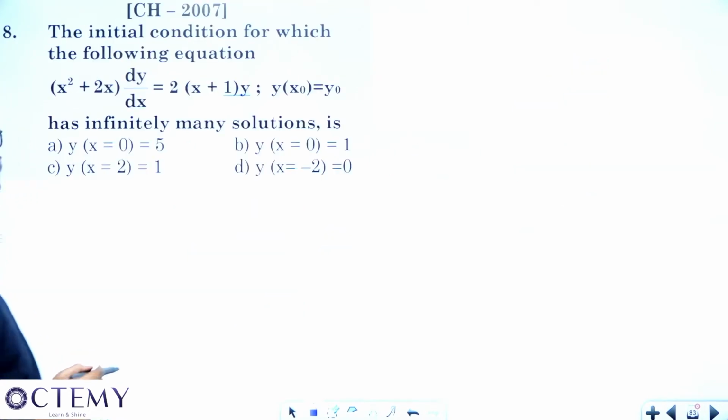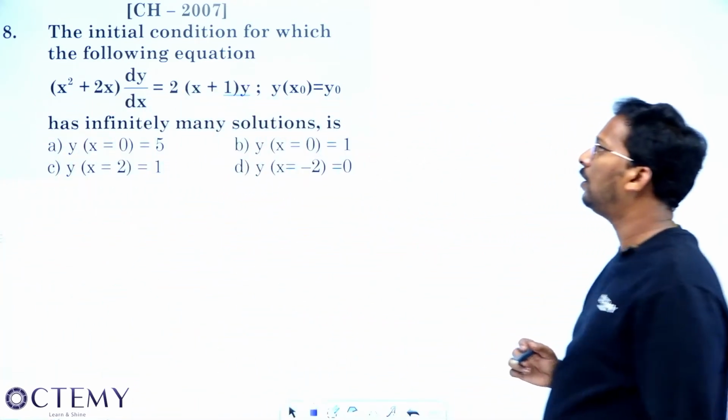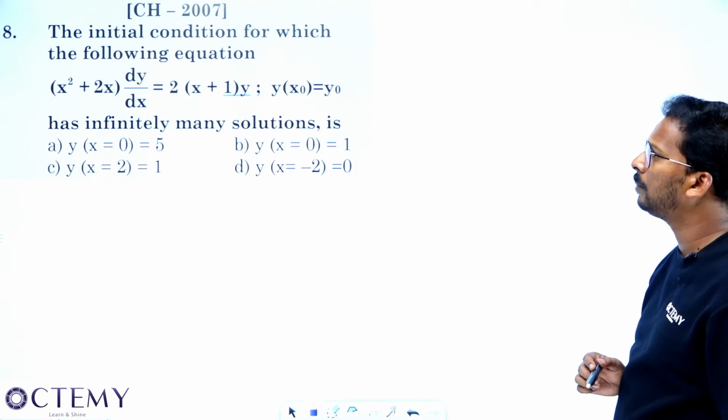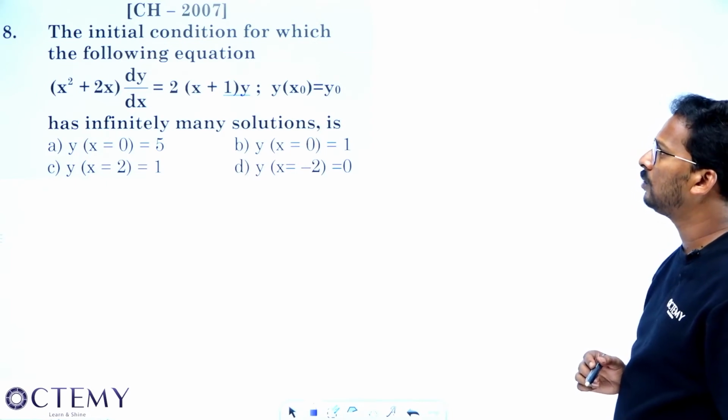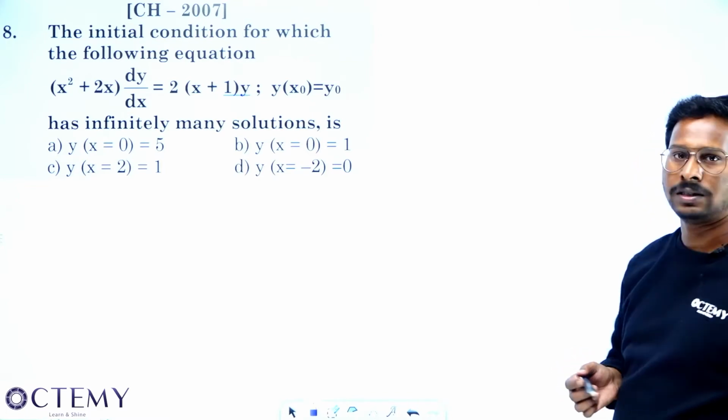See what is asked in the next question. It's telling that the initial conditions for which the following equation, x square plus 2x dy by dx equal to 2, this is given, where y of x0 is equal to y0, has infinitely many solutions, right?